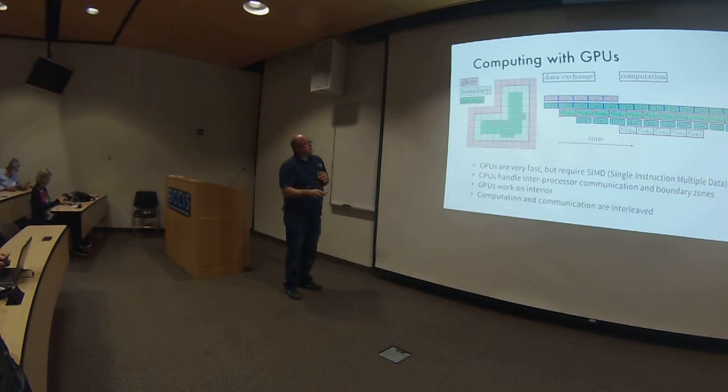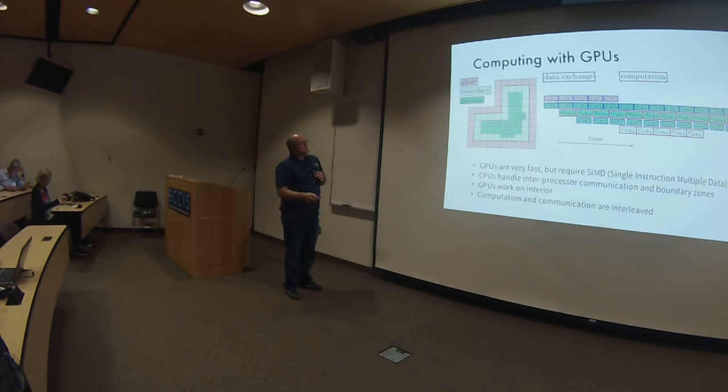The light green color will be zones that are updated by the CPU. These depend on communication from other neighbors. But the interior part of the grid doesn't really require communication from anyone else. So we can go ahead and get started on computing this part of the grid, the right-hand sides, with the GPUs. Initially we initiate the communication between CPUs, but also between the local CPU and the GPU. As soon as the GPU gets information coming in, it can start computing the right-hand side.